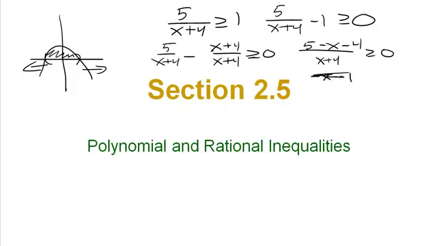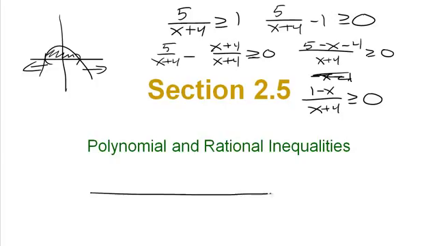So the top simplifies to, sorry, wrong. 5 minus 4 is positive 1. So 1 minus x over x plus 4, greater than or equal to 0. Okay, now, in order for a fraction to be greater than or equal to 0, you figure out where it's equal to 0, top and bottom, and then you just check each interval. So on my number line, the top is equal to 0 at 1, the bottom is equal to 0 at negative 4.